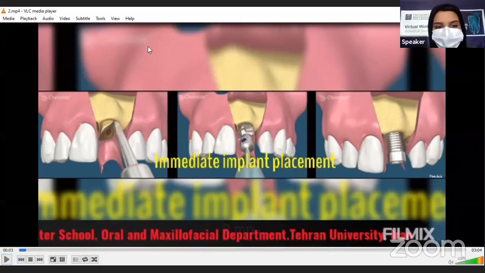In this case, we don't need any bone grafting to fill the gap between the implant and the buccal bone plate.